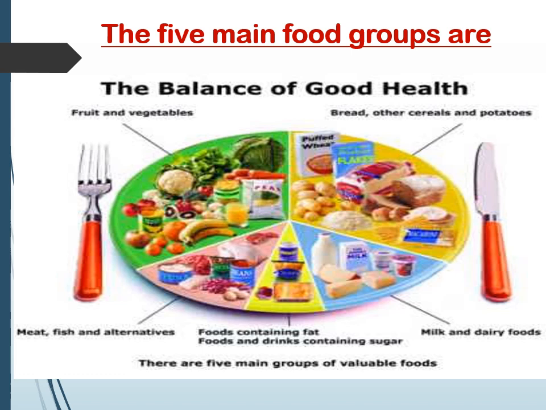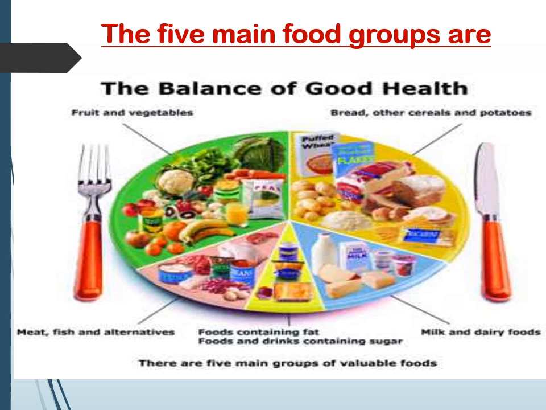Third group, milk and its products, which give us proteins, fats and minerals, and we should eat less. Next, fourth group, pulses, meat, fish, eggs, that give us proteins and fats, and these also we should eat less. And last food group, fats, oils, sweets that give us fats, and we should eat very, very less.